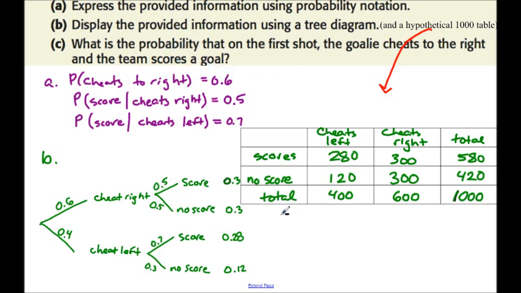Okay, we can look at it two ways. Looking at our tree diagram, cheats right, and scores the goal, there's our answer right here. Okay? So that probability would be 0.3.